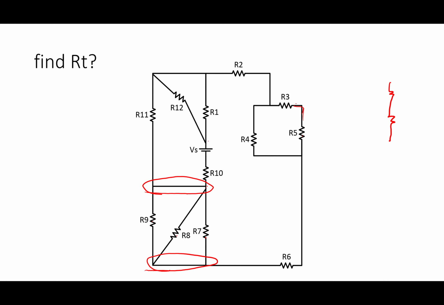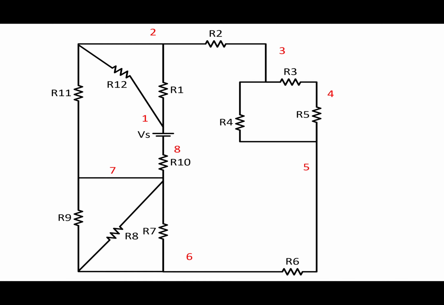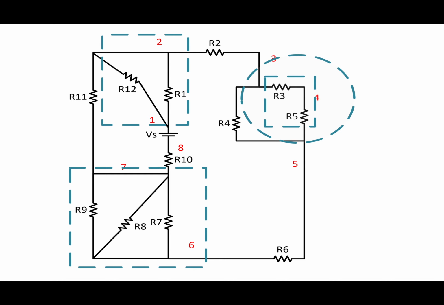If you check these two, you will see again R1 and R11 are connected between two nodes, both of them connected across the same nodes. This is our circuit with the nodes labeled, and here is what I have done previously.